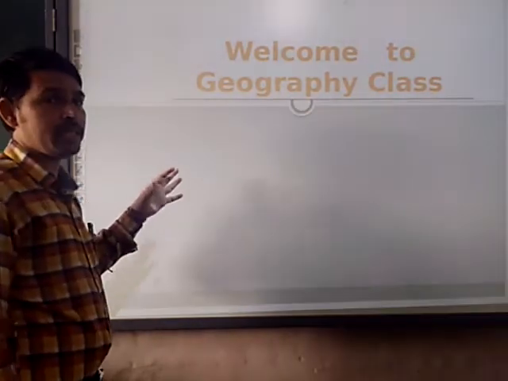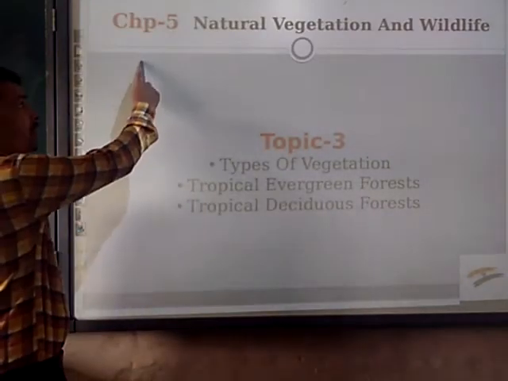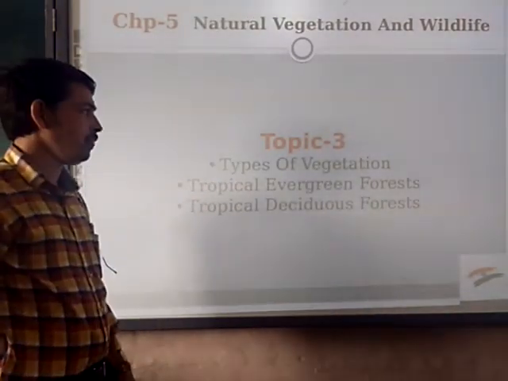Once again, welcome to Geography class. In this class, we are going to see about the third topic. In the third topic, we are going to talk and discuss about the third point of chapter number 5. So, chapter number 5, Natural Vegetation and Wildlife.